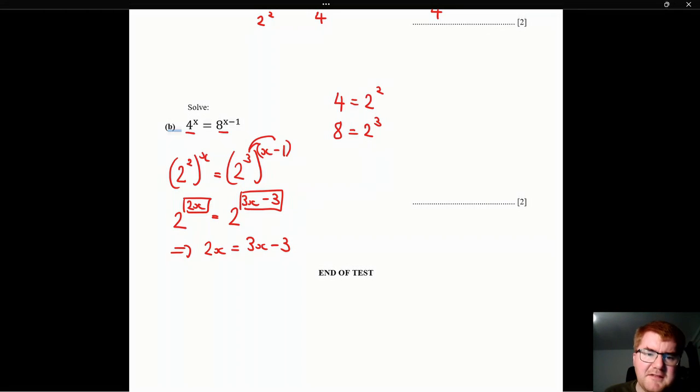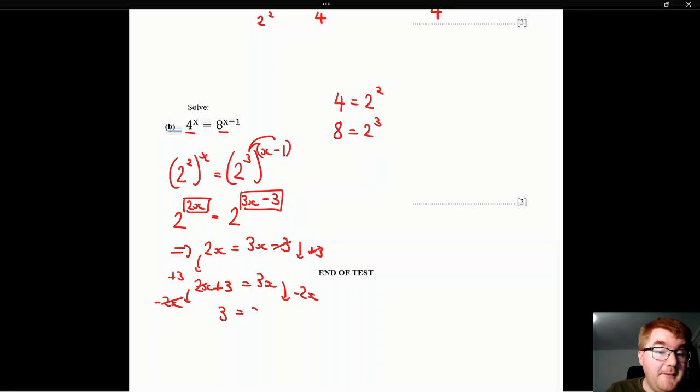So we can add 3 on both sides. That gives us 2x plus 3 is equal to 3x. This cancels. And then we can minus 2x from both sides. This cancels, giving us just 3. And then 3x minus 2x. The answer just pops out here. So x is equal to 3 in this particular case.